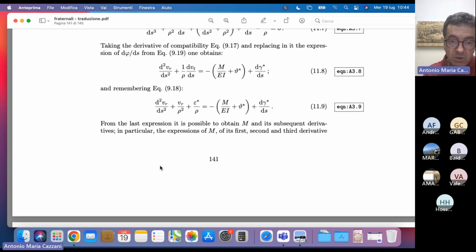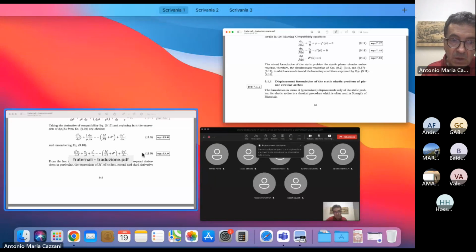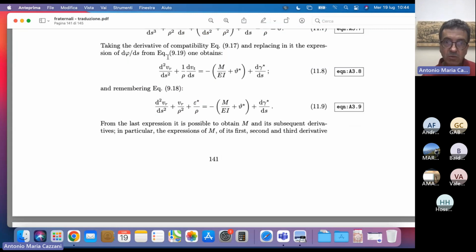the other compatibility conditions, which in the case of inextensibility and a beam which cannot be deformed in shear, so this one, we can, of course, use this to substitute again, and so we reach this equation which involves only the radial displacement VR and links it to the bending moment and to the distributed distortions.